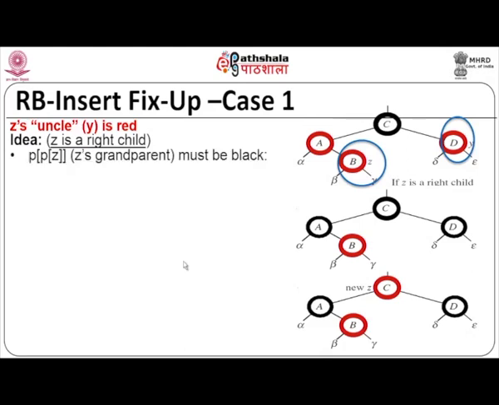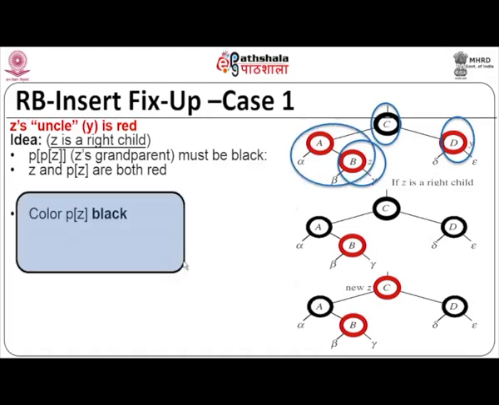Now, the parent of Z, that is Z's grandparent, must be black. Here C is black, and Z and the parent of Z, A and B, must both be red. This is where you have case 1. So, case 1 says that you have a node Z which you have inserted and you have colored it red. Now, Z's uncle Y should be red, yes. The grandparent of Z should be black, yes. Z and the parent of Z should be red, yes, both are red.